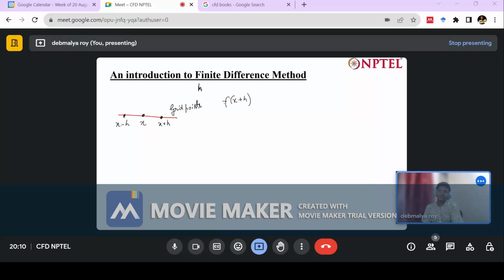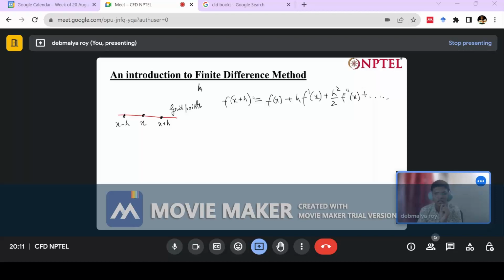For any function f, if we try to evaluate f of x plus h, we can use the derivatives at f of x to find it out. F double dash x, plus you will have higher order terms. You will have h cube and so on. And this is an infinite series, so this will go on till infinity. It converges to a value, and that value will be f of x plus h.